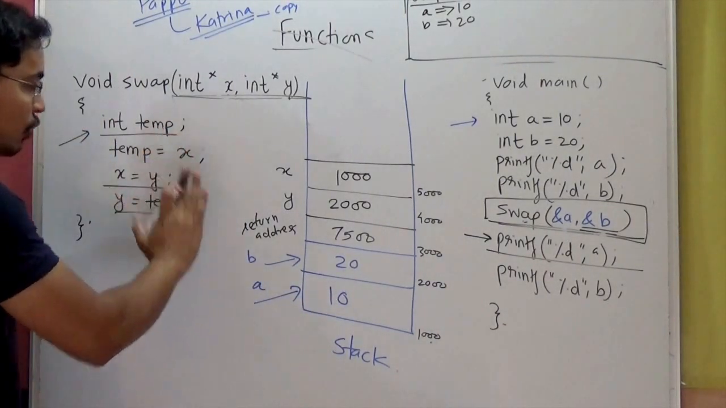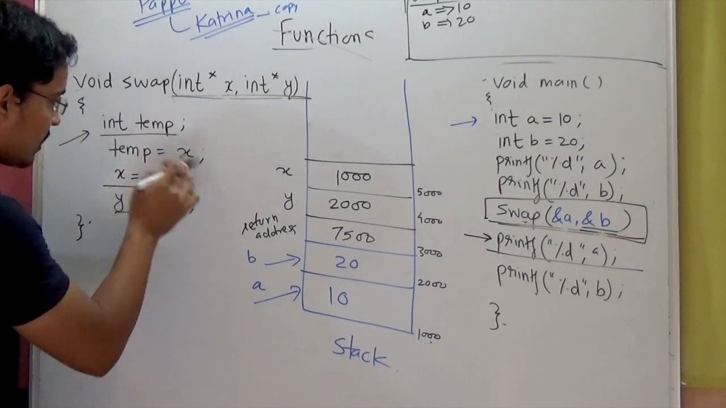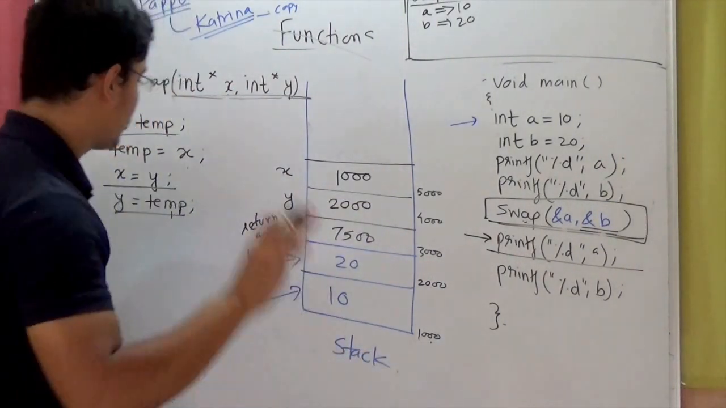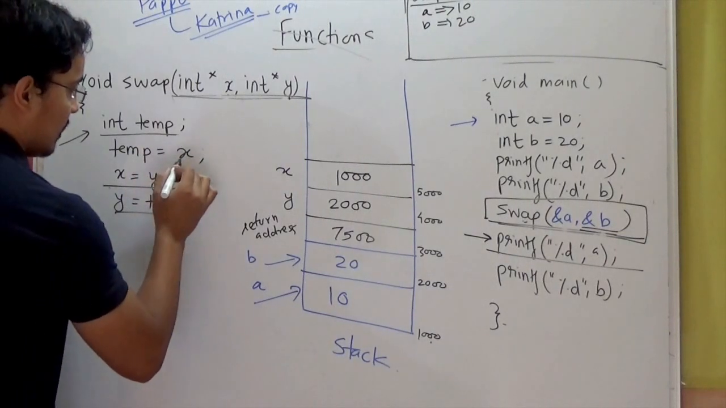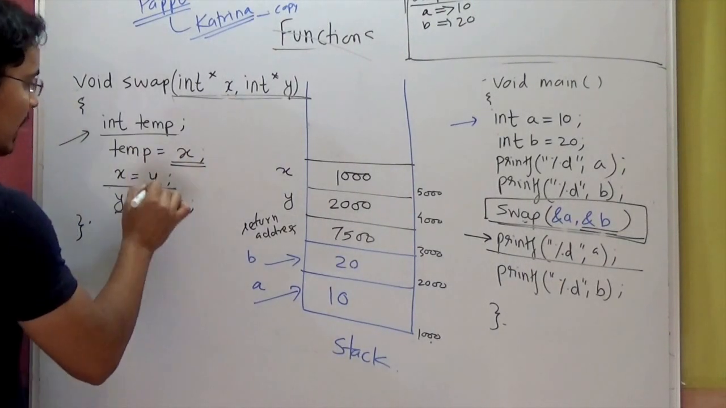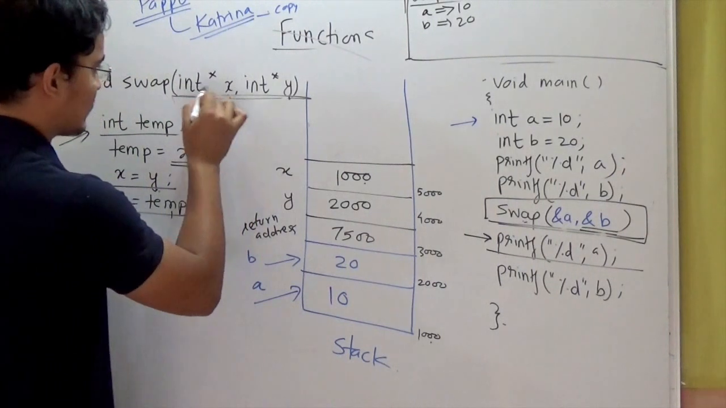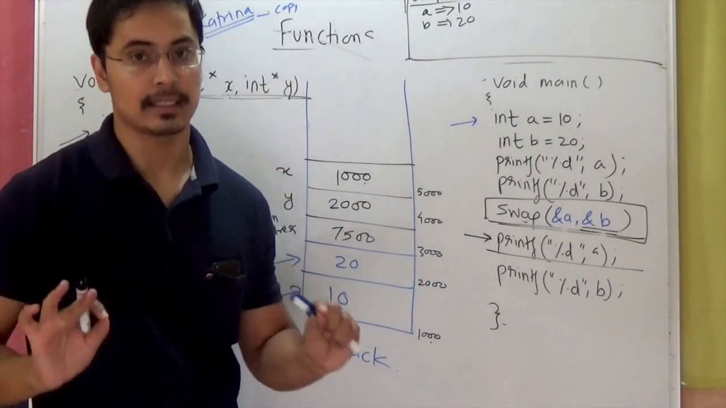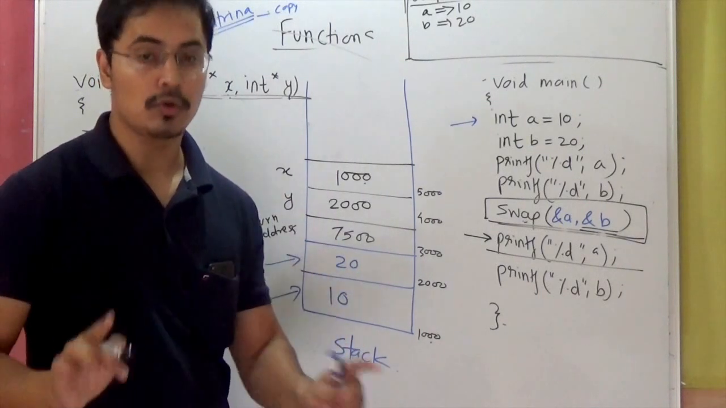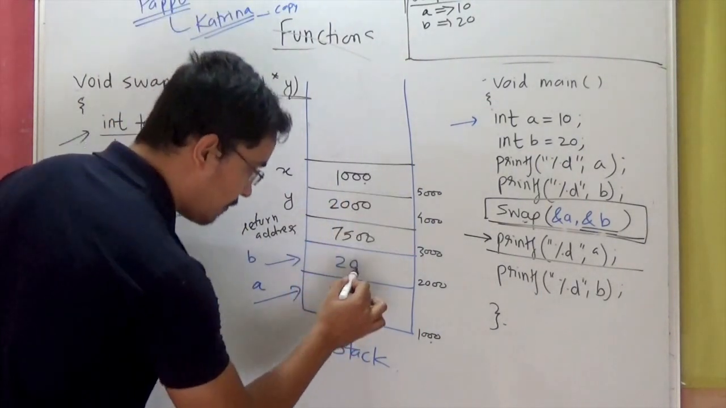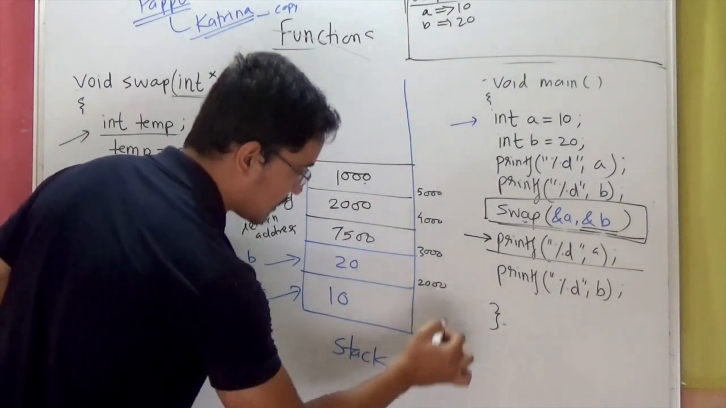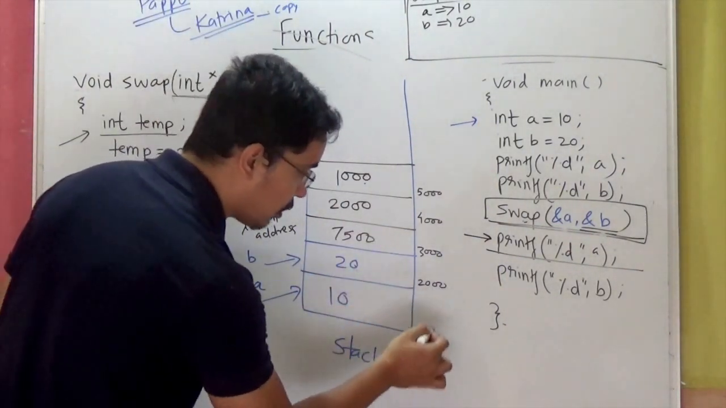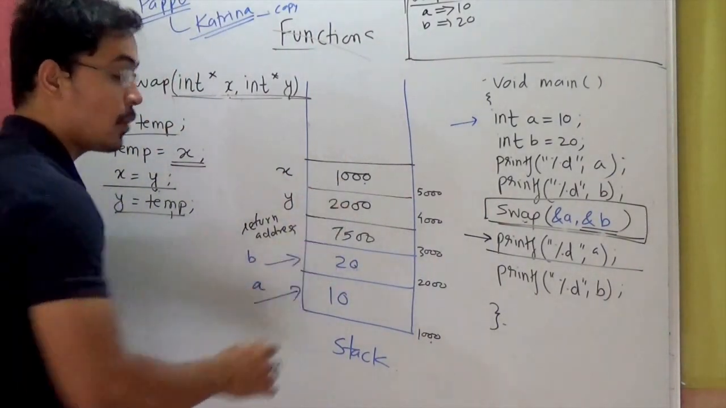If I keep this code unchanged, it will actually end up swapping the addresses 1000 and 2000, which we don't want, right? X and Y right now are storing what? They are storing addresses. But what do we want to swap? We want to swap the values stored on those addresses. We don't want to swap addresses. We want to swap the values stored on these addresses stored by X and Y.